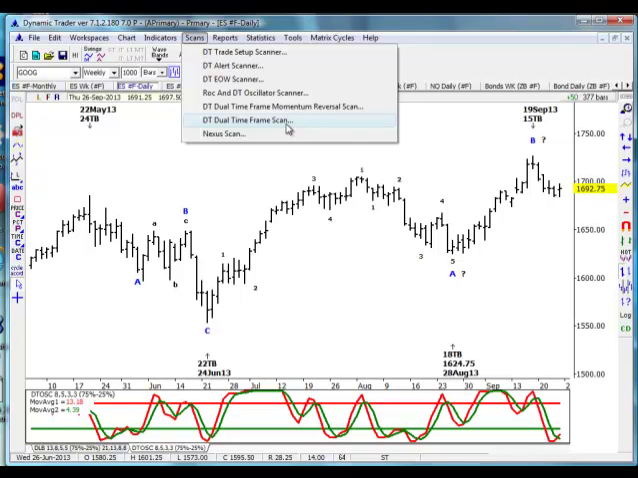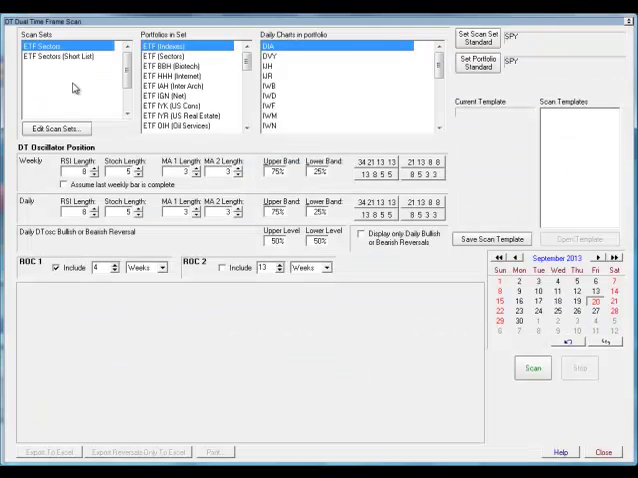So let's take a look at the DT dual time frame scan and see what kind of information it gives us. So in this scan, what we're going to be looking for are markets. In this case, we use this scan a lot with stocks because we can go through hundreds and hundreds of stocks in a matter of a minute or two and pick out the best dual time frame momentum setups. So the scan compares a stock to its sector if you want to set it up that way, and that's how we set it up. And it compares the sectors to the broad market, such as the S&P.